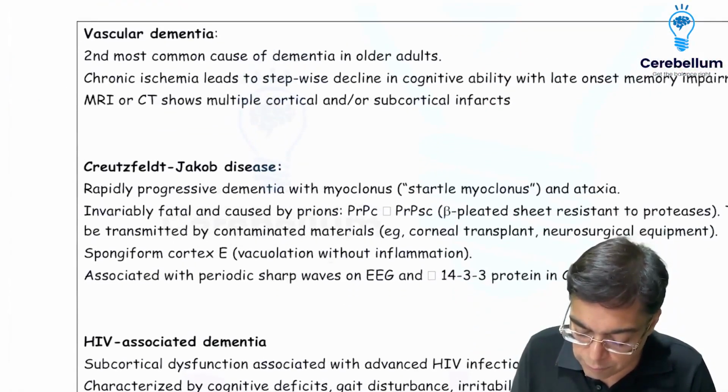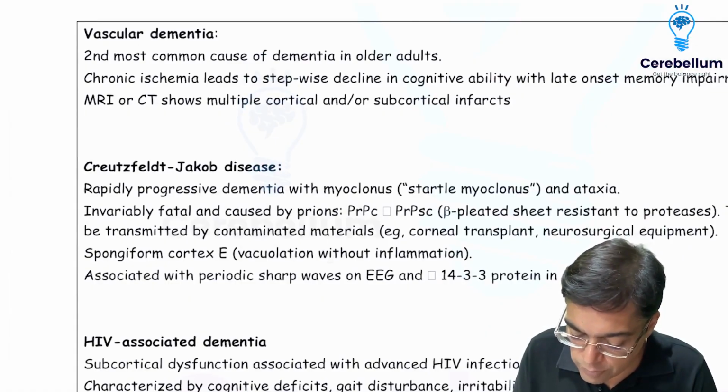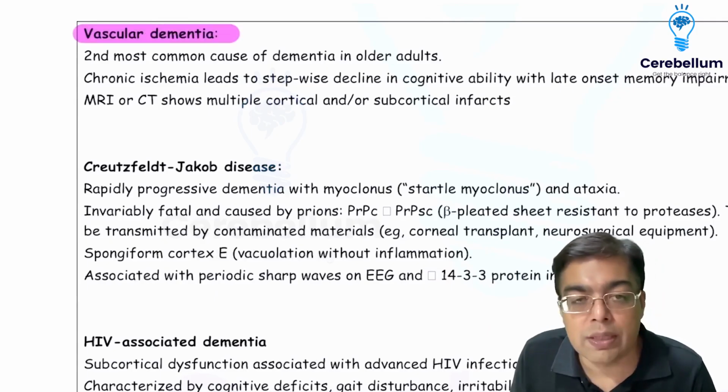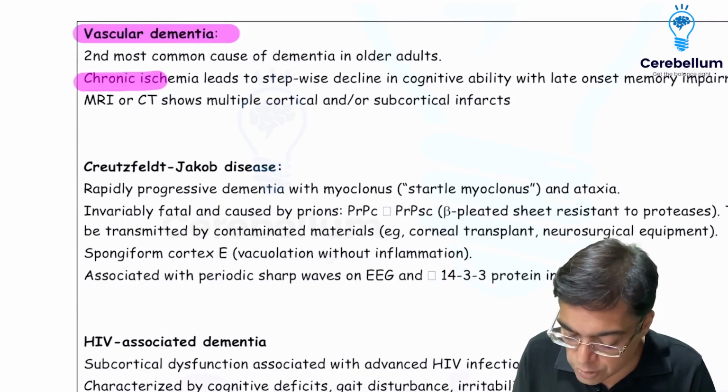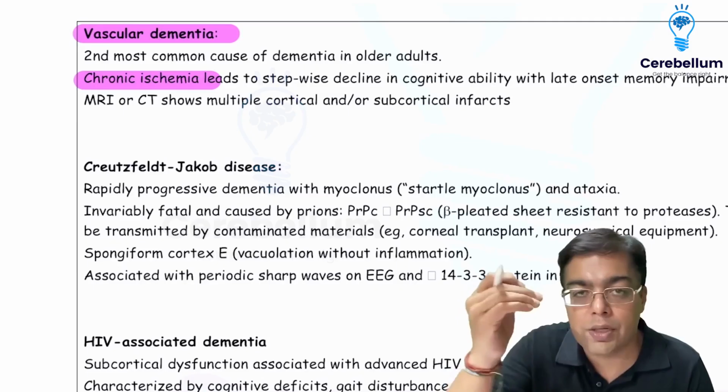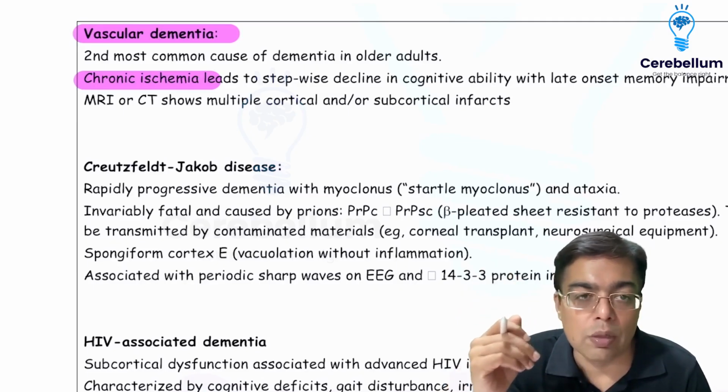Just a word or two about the different examples of conditions, which is going to be given the name of vascular dementia. So vascular dementia is going to be a second common cause of dementia in case of older adults. This is going to be associated with development of a low-grade chronic ischemia, which is going to be responsible for a reduction in the cognitive ability over a period of time.